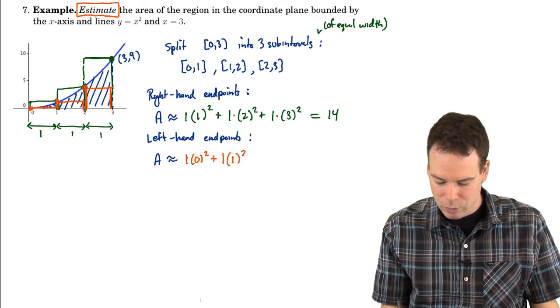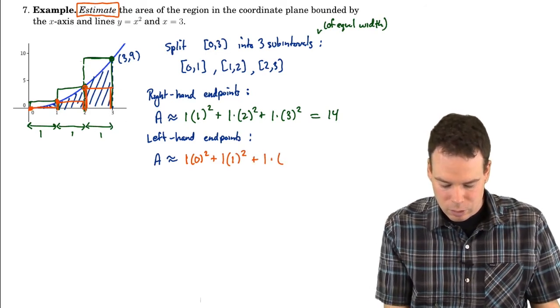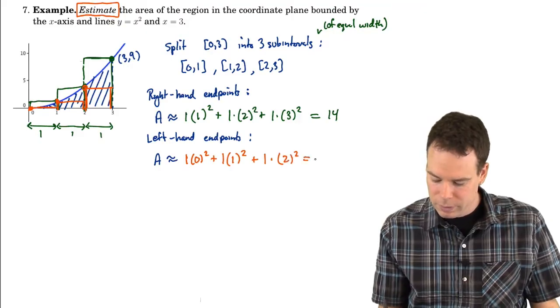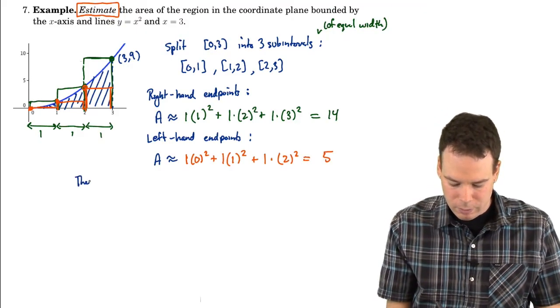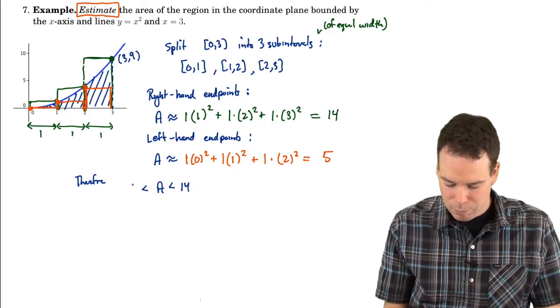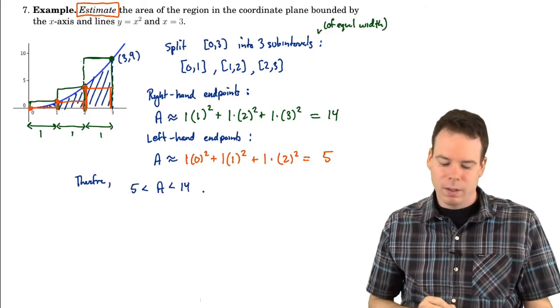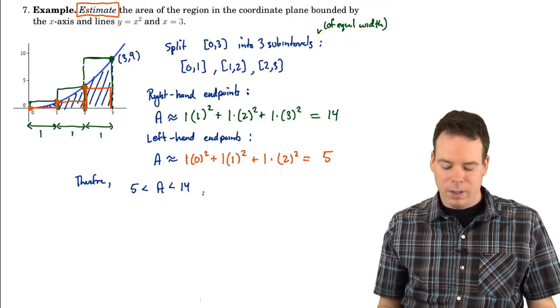Height is 1 squared. Width of the third is 1. Height is 2 squared. And so we've got a value of 5. And so what we have found then is that the actual area is smaller than 14, bigger than 5. So there is our estimate. Area sits between 5 and 14.